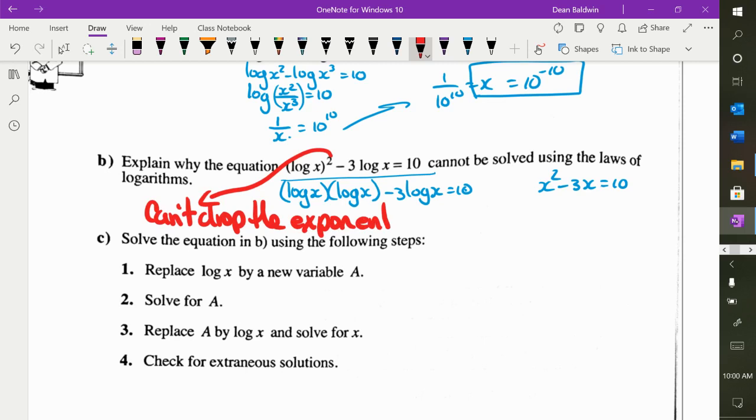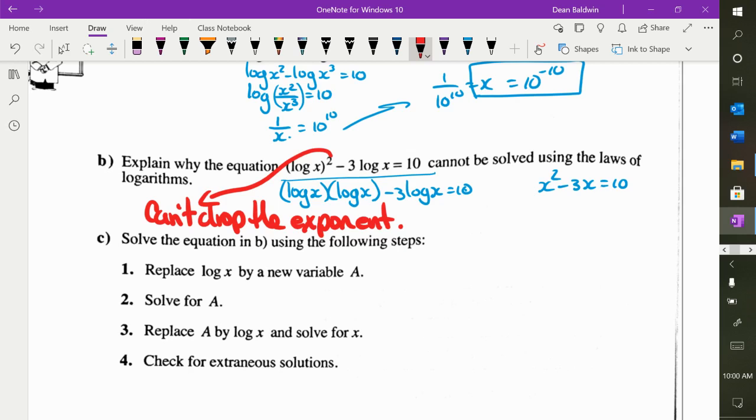Isn't that fine though? Can't you do what? You can't drop the exponent because the rule is it only works when it's on the argument. This is not on the argument. It's the whole thing being logged.